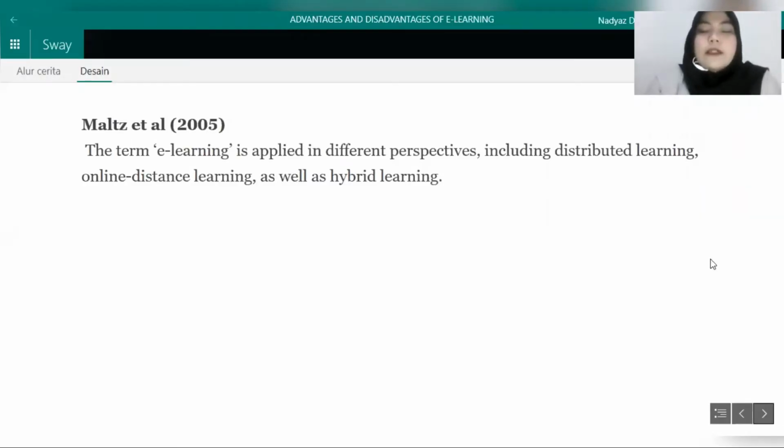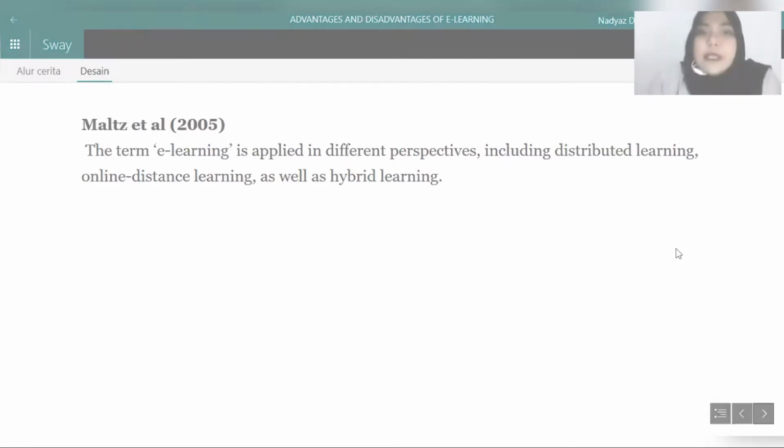According to Maltz et al. 2005, the term e-learning is applied in different perspectives including distributed learning, online distance learning, as well as hybrid learning. The internet has become one of the vital ways to make available resources for research and learning for both teachers and students to share and acquire information.